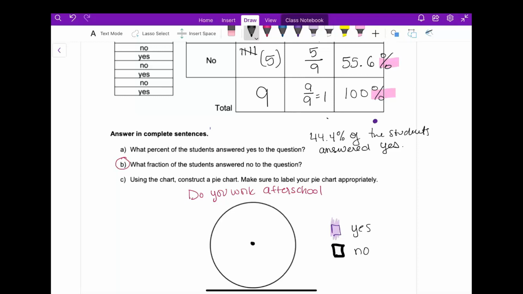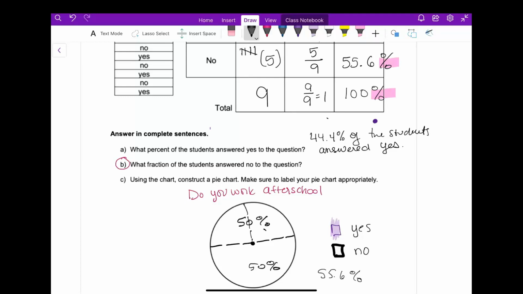So I take a look at half of the pie. Half of the pie gives me a good starting point to say this is 50%. And all I'm going to do is eyeball this. We're going to want you to have a general idea of what happens with this pie chart. Another thing that I can do, because the no is 55.6%, I want to start breaking it down.